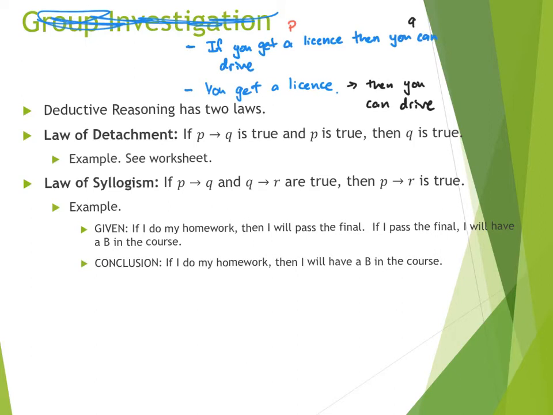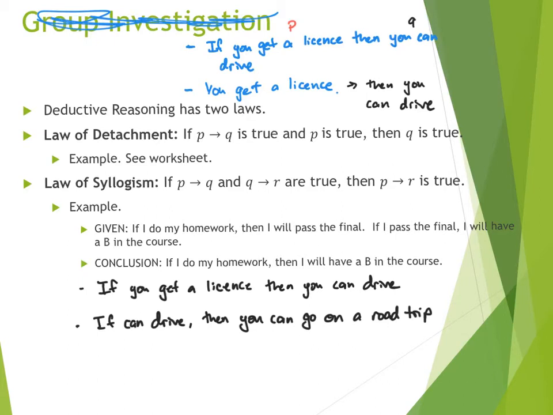Law of syllogism is a bit different. Whereas law of detachment is kind of a circle where you're given a scenario and you stay in that scenario, law of syllogism is when you string information together and then you see that the first piece of information connects to the last piece of information. So let's look at this scenario. Same starting sentence. If you get a license, then you can drive. Then you're given another piece of information. If you can drive, then you can go on a road trip.